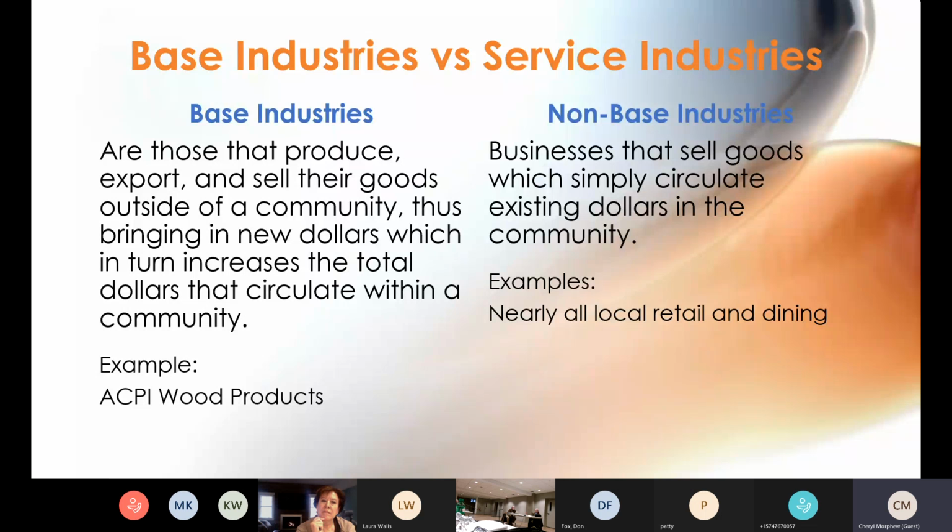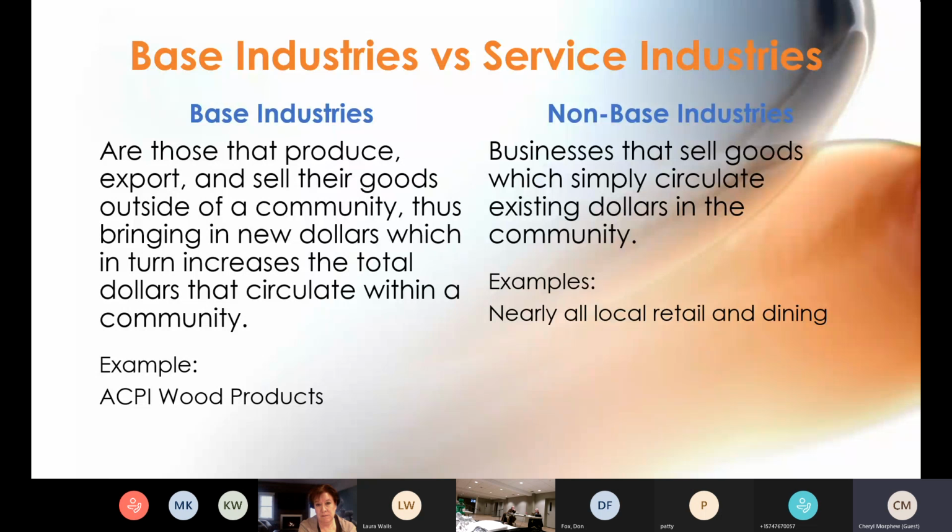On the reverse side are the non-base industries. As you can see from the examples, that's pretty much all of your retail and dining, your banks, any kind of retail, and any kind of local restaurants, even if it's a chain. Those are generally just circulating dollars around in the community. So again, you've got a pretty vibrant downtown, a lot of retail.